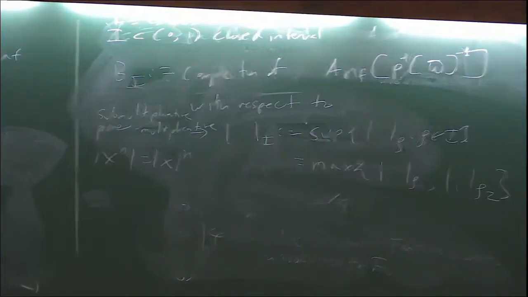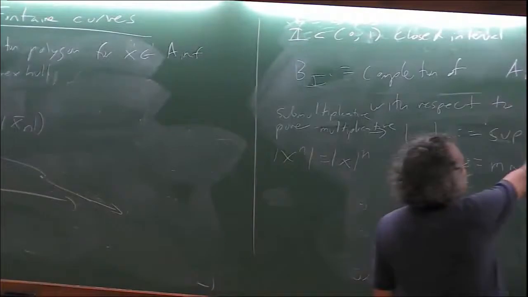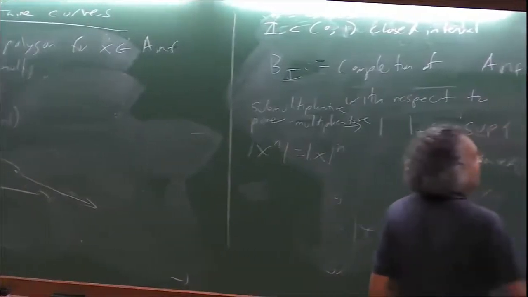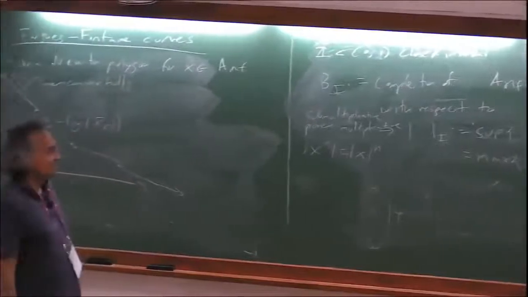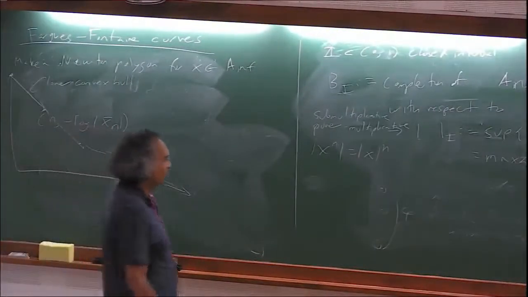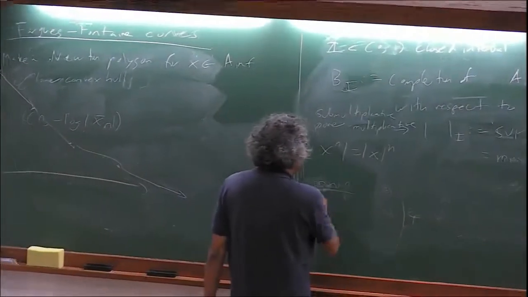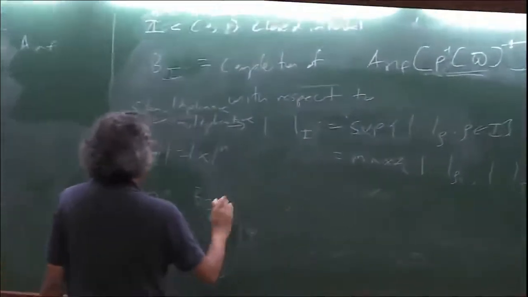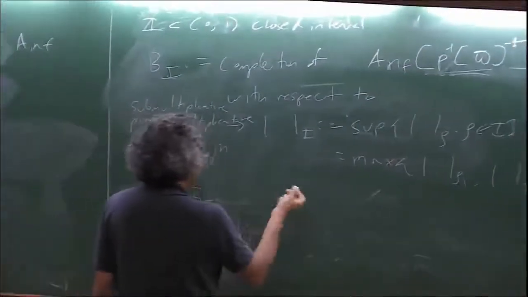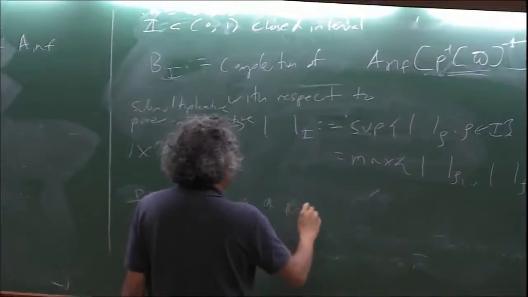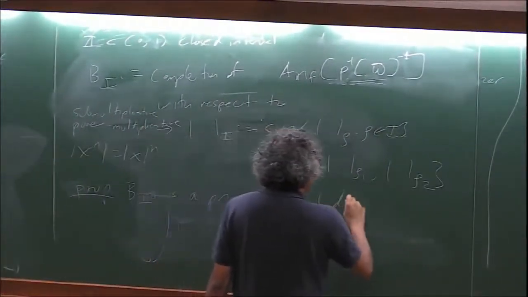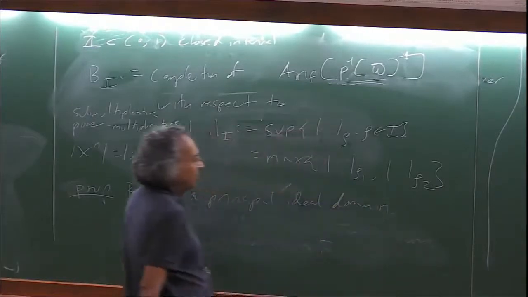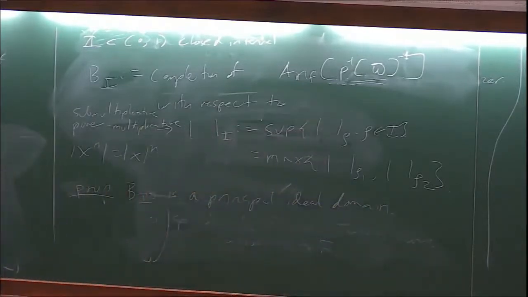So I'm starting with something morally two-dimensional, and I'm inverting, and now I'm going to get something which is not just morally one-dimensional, it's actually literally one-dimensional. So proposition: this B_I is in fact Noetherian, it's actually a principal ideal domain. So it's actually one-dimensional on the nose, and more.